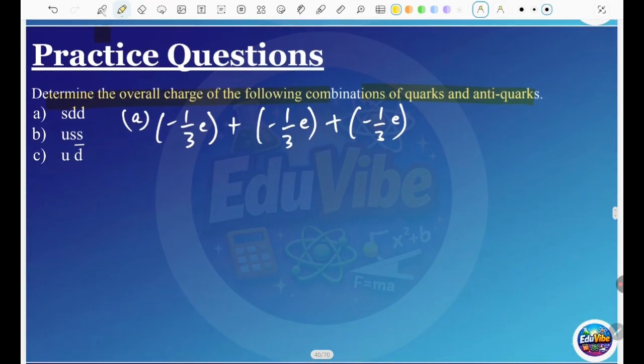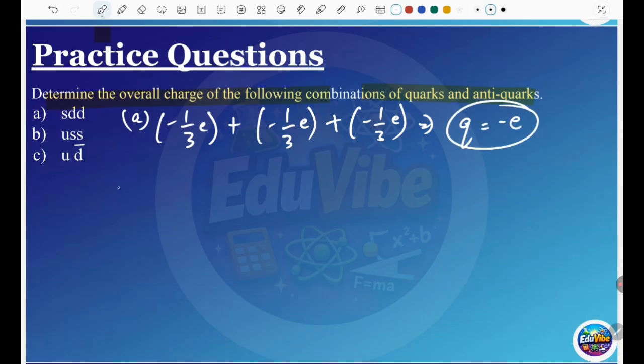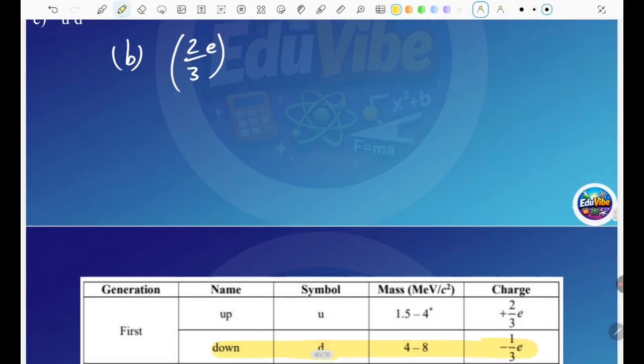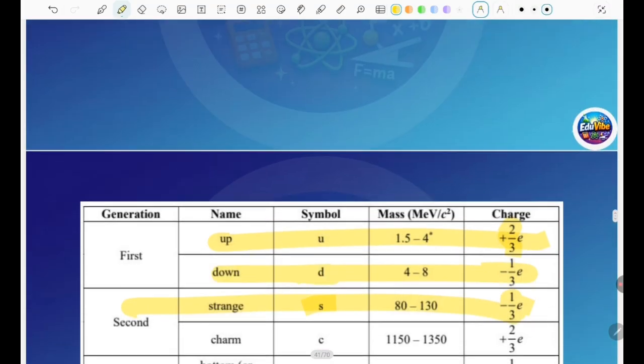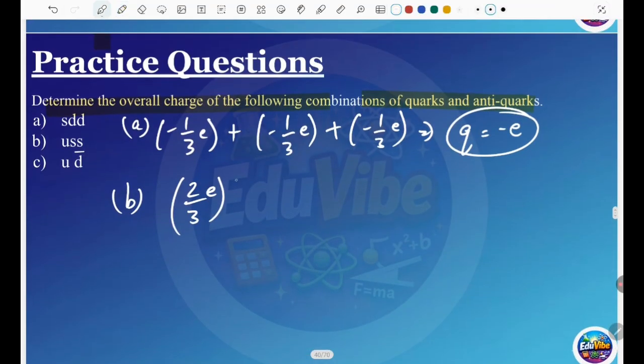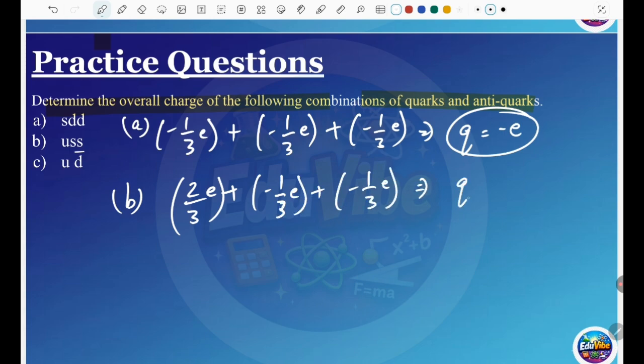When you calculate this, you get a charge Q of about minus e, which is minus 1 electron charge. Then you have USS. U is plus 2/3 e, and then we have S over there, which is minus 1/3 e, plus another minus 1/3 e, and we get a Q of about 0. The charge is 0 now.